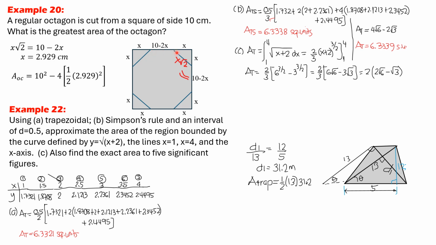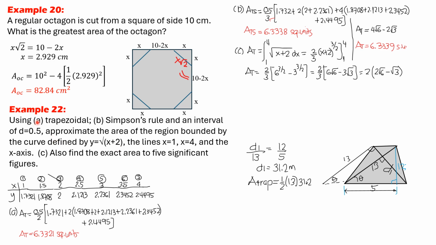Since the sides of the regular octagon are equal, we equate 10 minus 2x to this side here, which is x square root of 2, the square root of x squared plus x squared. Equating, x square root of 2 equals 10 minus 2x, so x is 2.929 centimeters. The greatest area of the octagon equals the area of the square minus 4 times the area of the isosceles right triangle. So 10 squared minus 4 times 1/2 times 2.929 squared. So the area is 82.84 square centimeters.